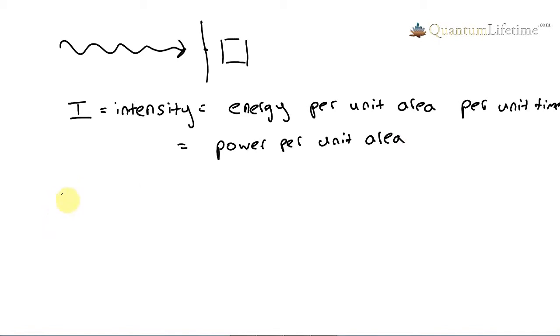Now we've seen that the energy of a light wave is proportional to its electric field strength. And so we can write that intensity is proportional to the square of its electric field strength. So the intensity is proportional to the square of the electric field strength of a light wave. And let's imagine that we've got a force.